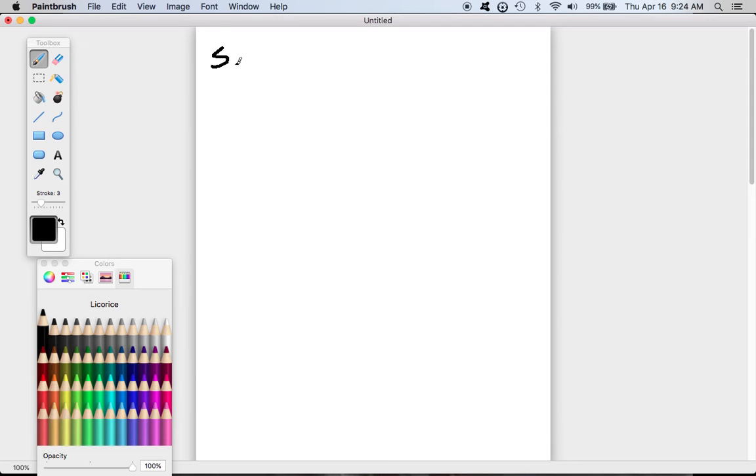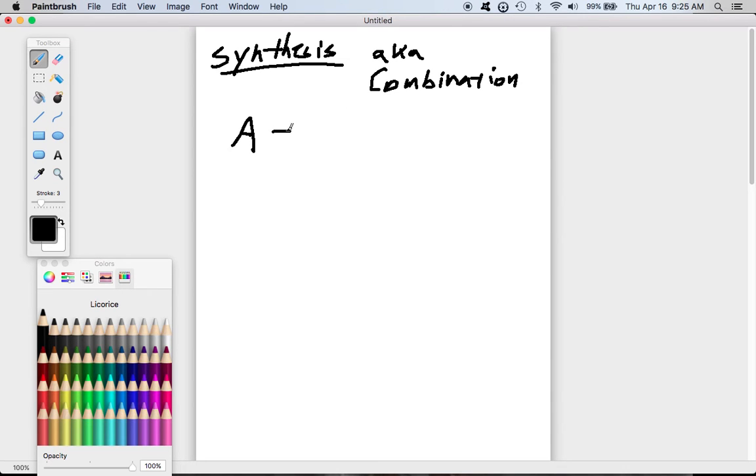We got synthesis. Boom. The general form looks like something like this. Well, this is also known as, AKA, combination reactions. So the general form goes like this. You start with substance A and you react it with substance B and you make a new substance C. That's pretty straightforward.